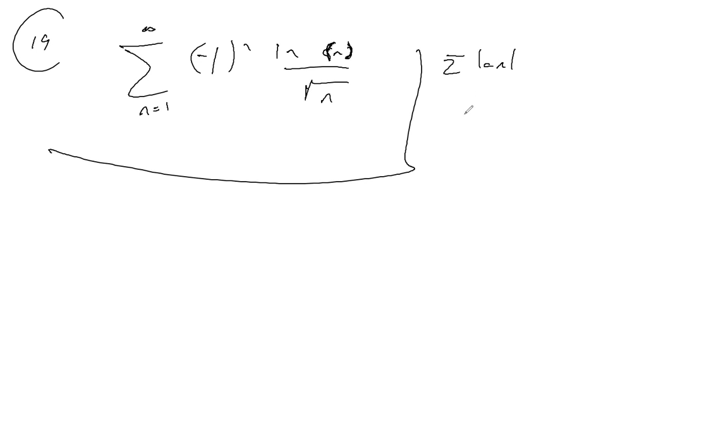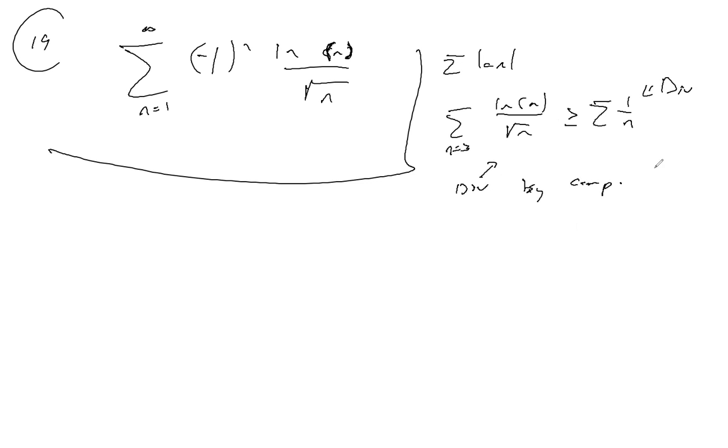Okay. So let's see, if I consider the series of absolute values, I get ln of n over square root of n, which is greater than or equal to, let's see, if I started at 3, this would be greater than or equal to 1 over n, right? So if it's greater than this eventually, that's enough. So this is divergent by comparison test.